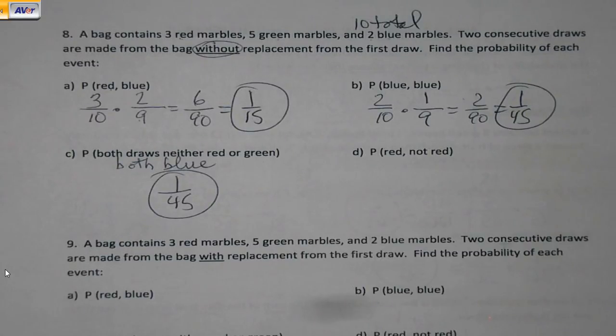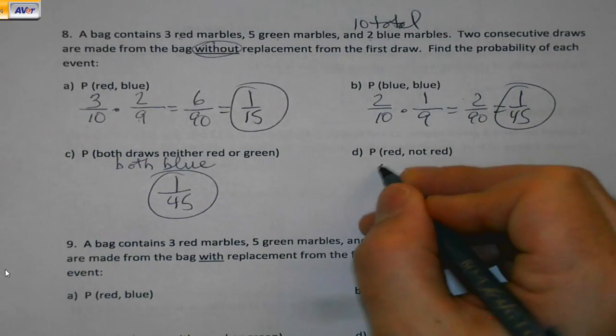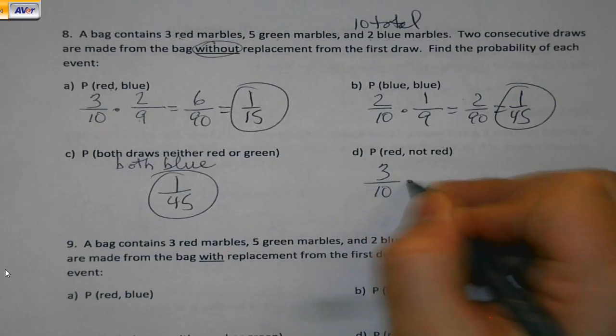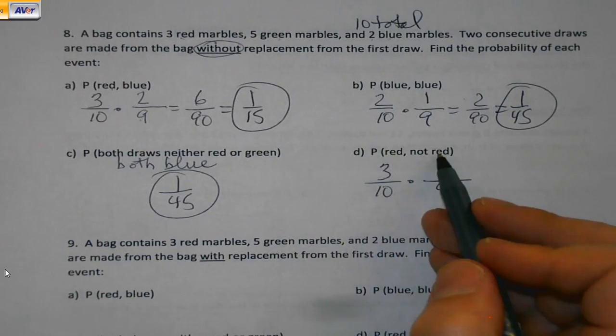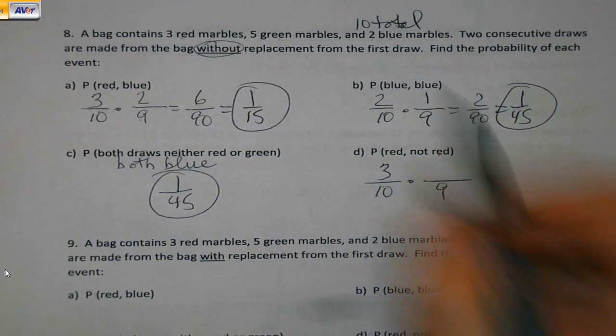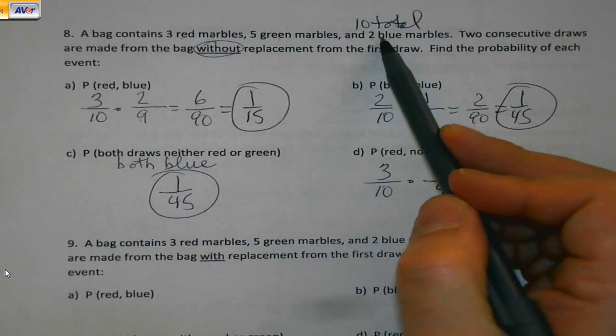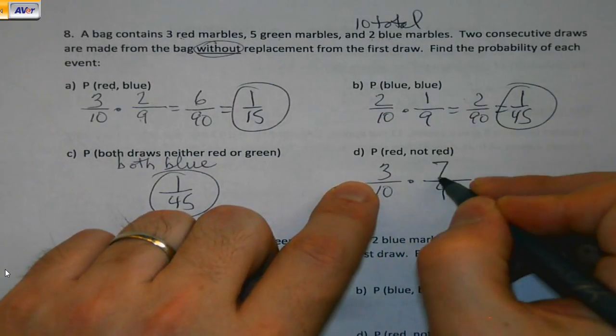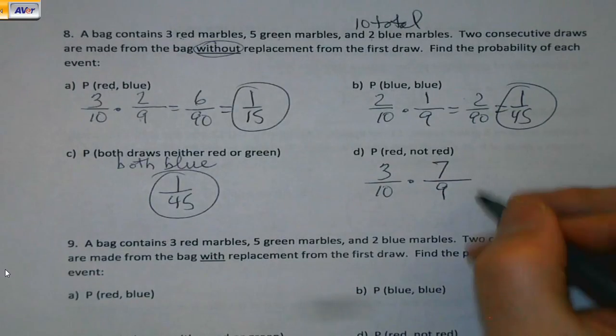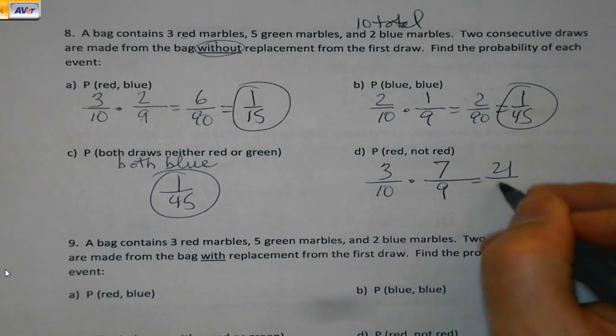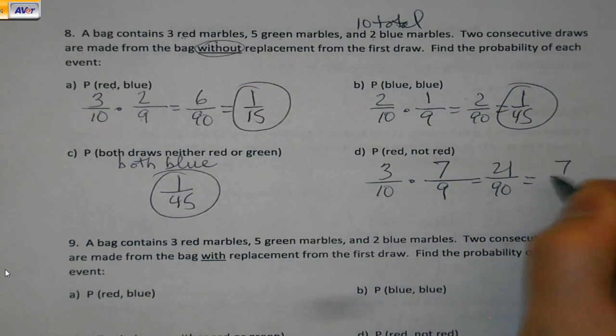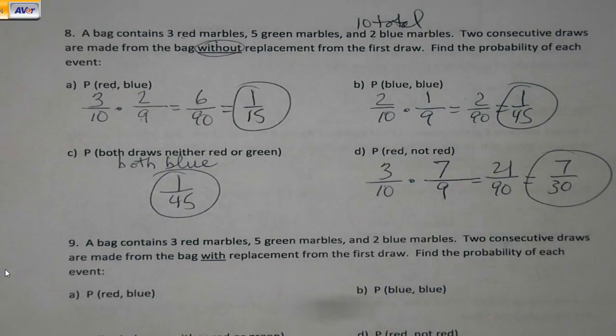And then finally, D, the probability of red, 3 out of 10. And then be careful, not red. Okay, so green or blue. Well, I drew a red one, so that doesn't mess with my green or my blue. And I'm set.